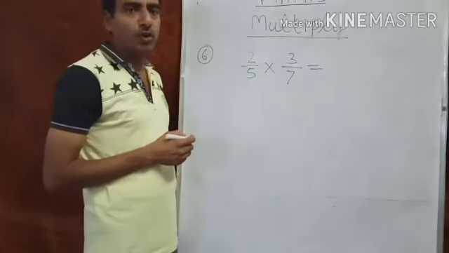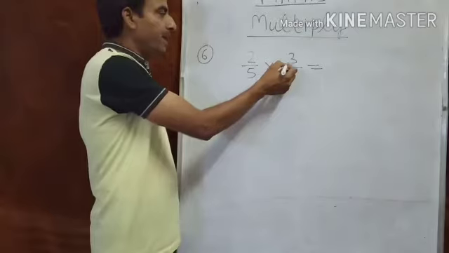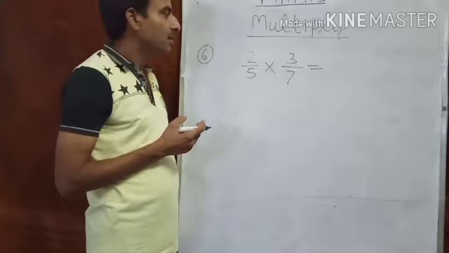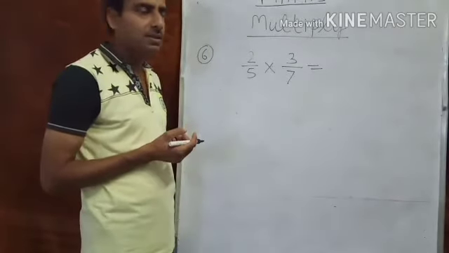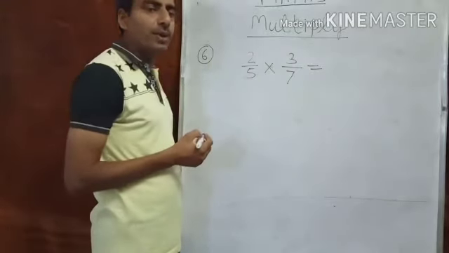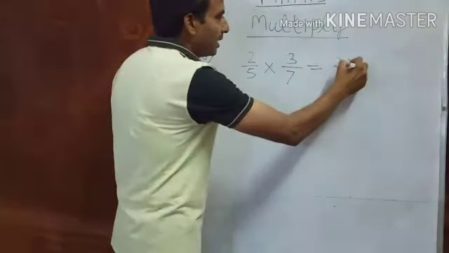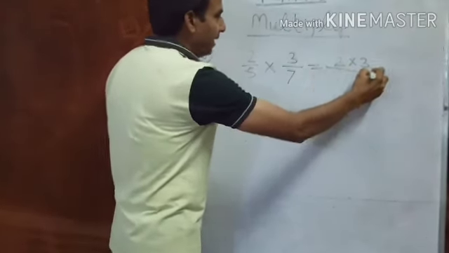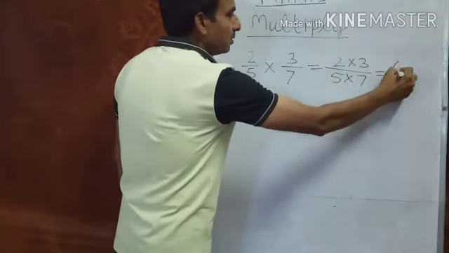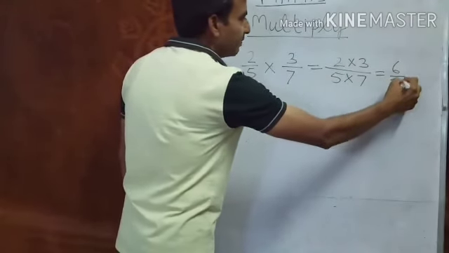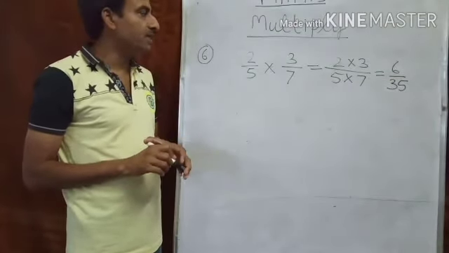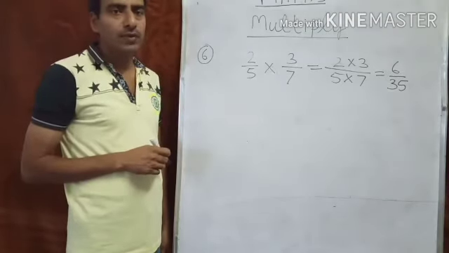This is multiply of two fractions. 2 upon 5 multiply 3 upon 7. In a fraction, when we multiply two numbers, we always multiply numerator with numerator. 2 multiply 3, draw a line, denominator multiply denominator. 7 5s are 35. It is the exact answer. This is the process to multiply two fraction numbers.